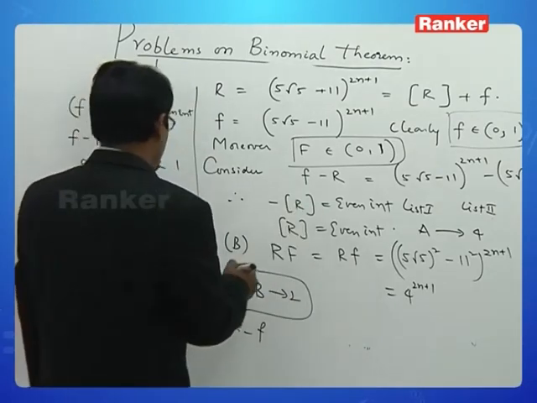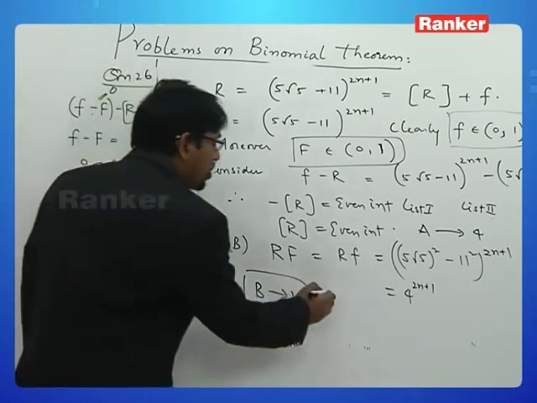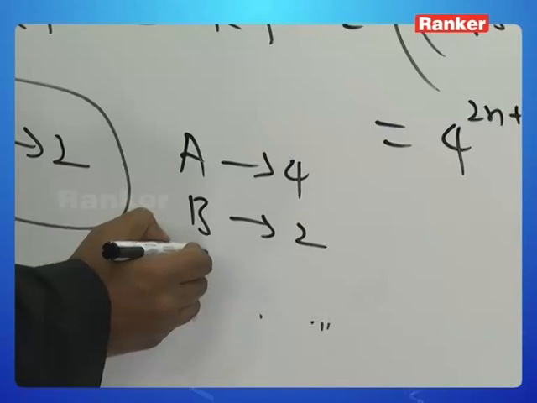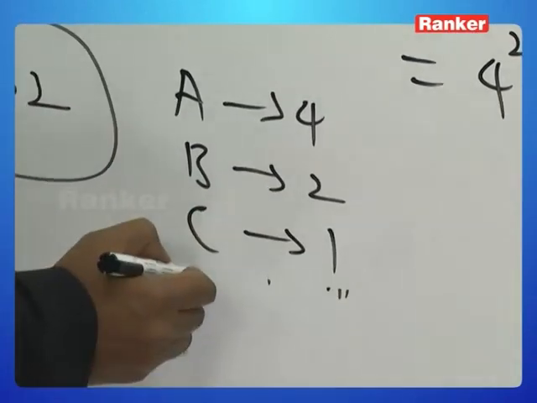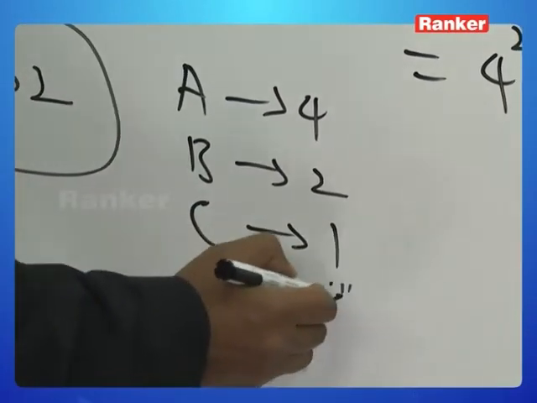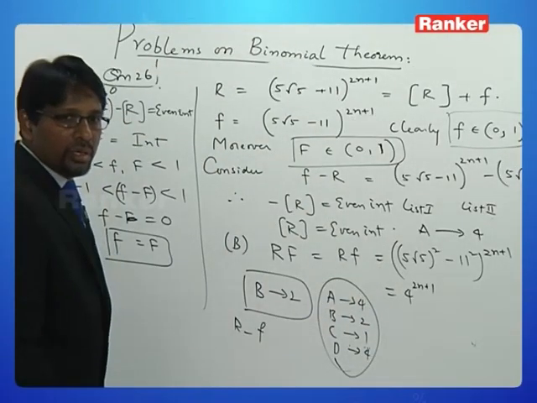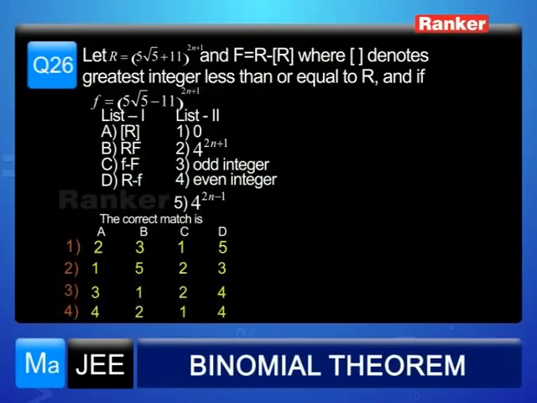A is mapped to 4. So A has to be 4 and B has to be 2, C has to be 1 and D has to be 4 again. So this is the right matching, and that matching is appearing in option 4. Option is 4. Answer is 4. Fourth option is the answer. Let's move on to the next question.